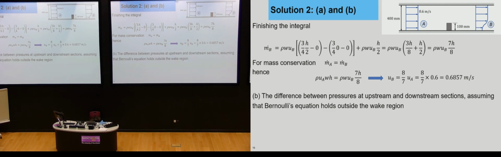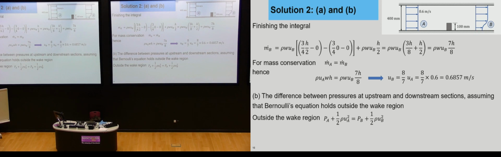The next part of the question said, find the difference in pressures between the upstream and downstream sections, assuming that Bernoulli's equation holds outside the wake region. The question also said that the pressures across the duct at A and at B are constant. So they're not varying with the distance y. They're constant across these sections.